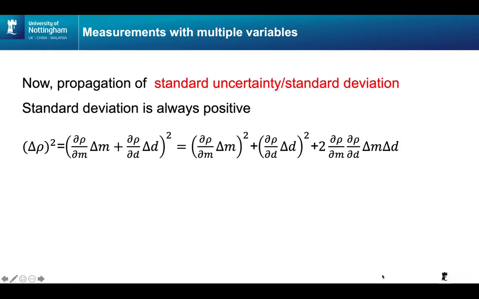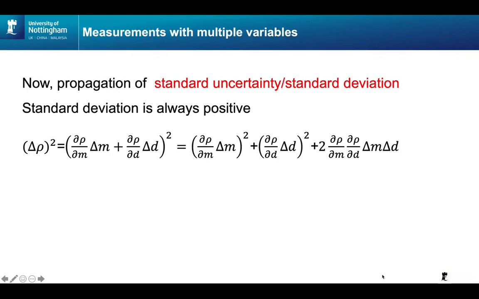But so let's consider now the propagation of the standard uncertainty. So we're not just talking about the error terms now, we're talking about the standard uncertainties, or in this case, the standard deviation. So the standard deviation will always be positive. So you won't come across a negative value there. You can't have a negative standard deviation because of the square root sign.